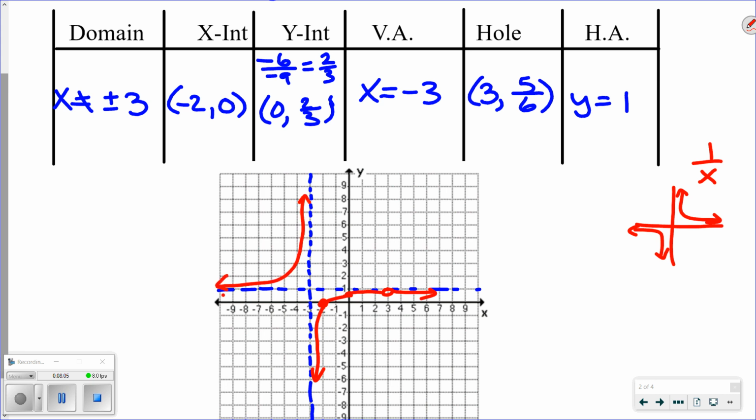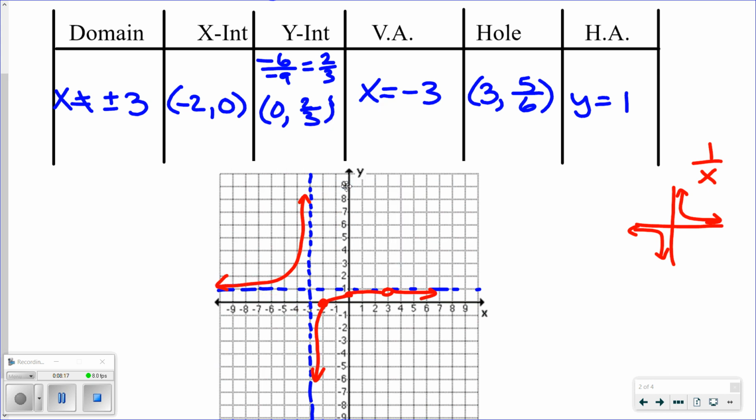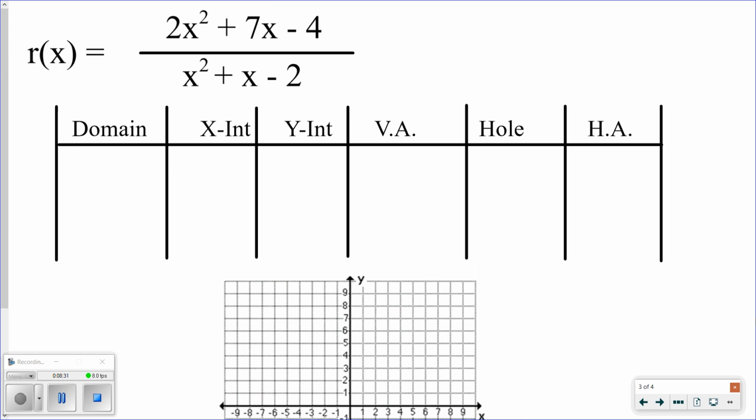The other option would be that it did this, but we don't have another x-intercept, so the graph can't cross the x-axis again if I don't have an x-intercept there. So I pretty much know that that part of the graph would have to be above the horizontal asymptote. Yeah, so this is what the graph would look like. Okay, let's look at another example.